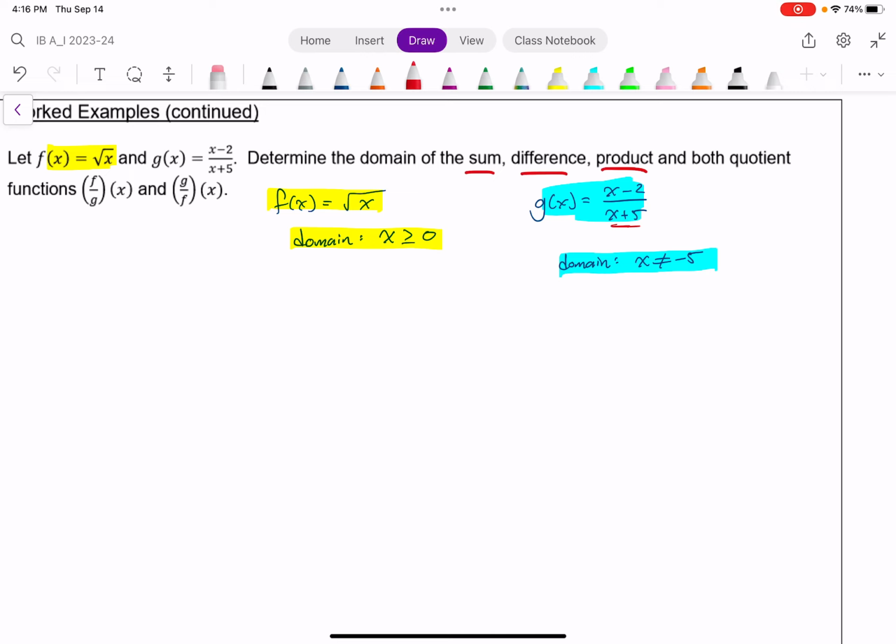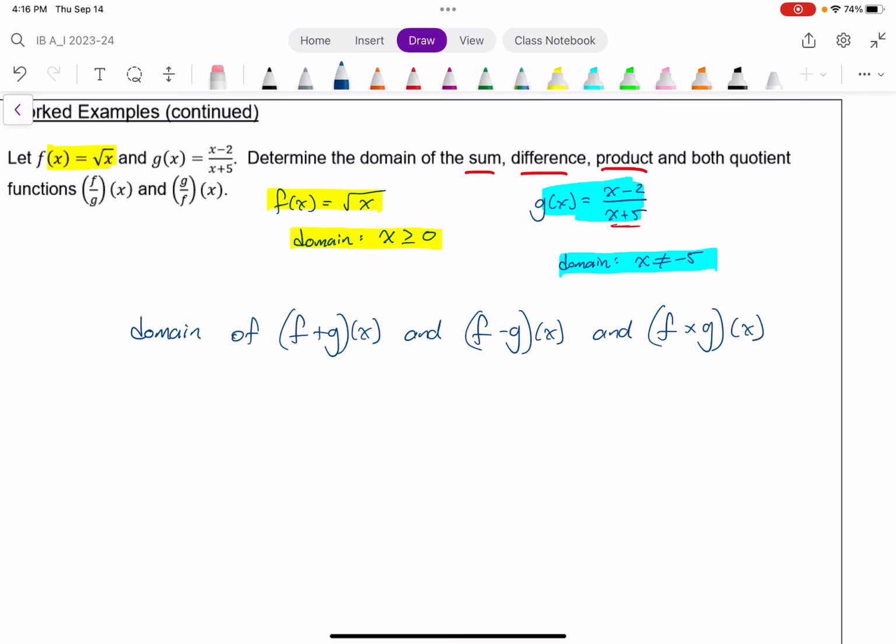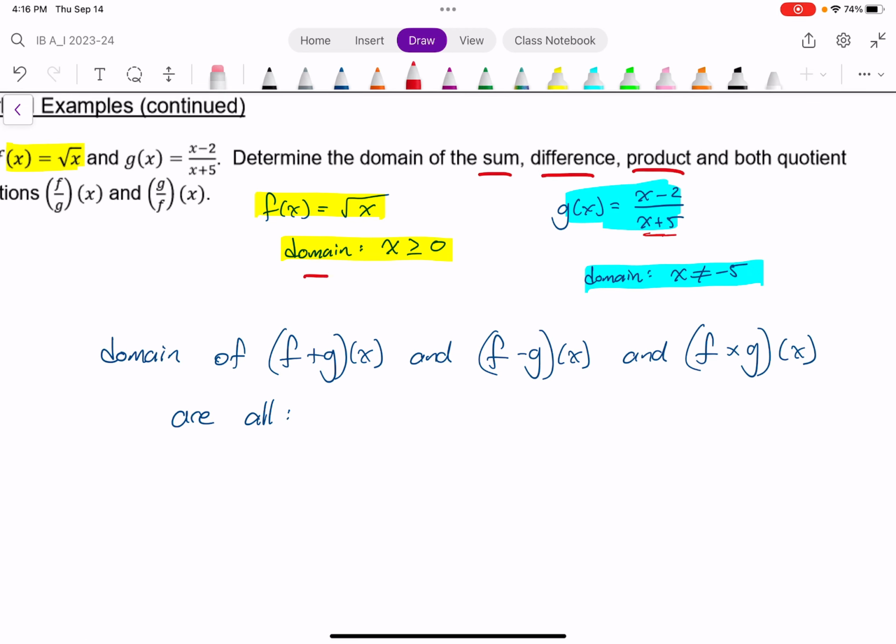And so first, let me just write this out. So the domain of whether I look at f plus g of x, and I look at f minus g of x, or I look at the f times g of x, all of these will have the same domain, and it's going to be what these have in common. So now let's look at this. The domain of root x is everything greater than or equal to 0, so all the positive numbers as well as 0. The domain of g of x is everything but -5. So what do they have in common?